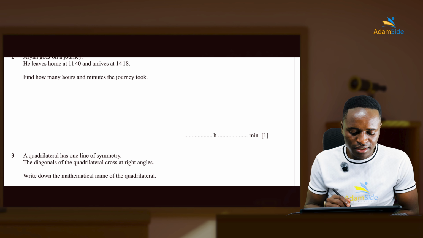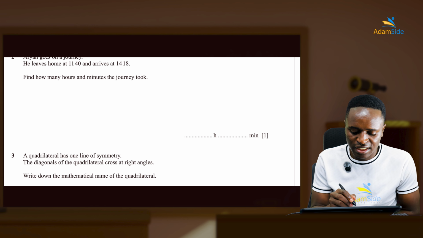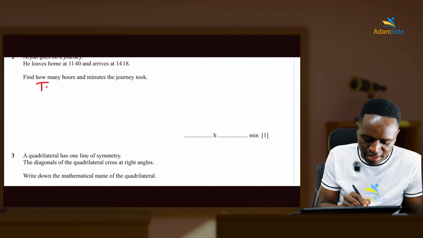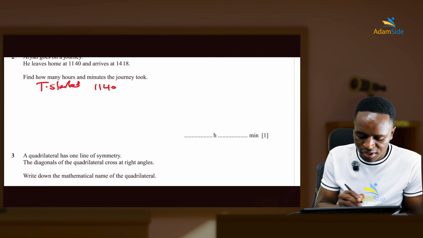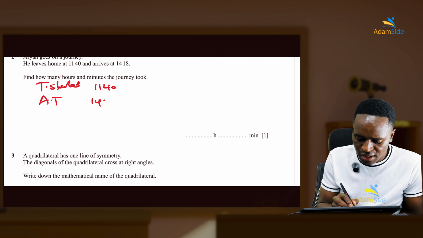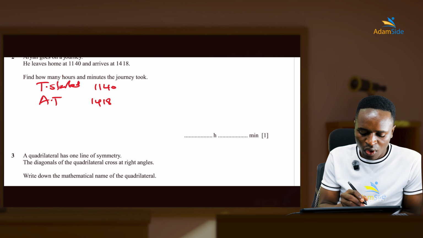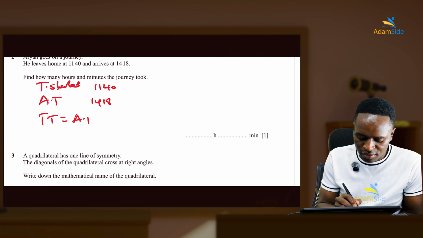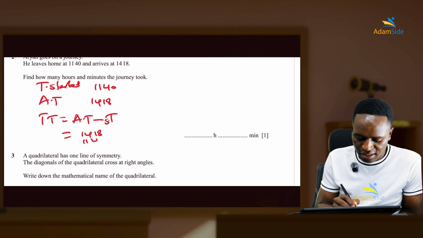Aryan goes on a journey. He leaves home at 11:40 and arrives at 14:18. Find how many hours and minutes the journey took. So he started at 11:40, and the arrival time was 14:18. Time taken is equal to arrival time minus starting time. So arrival time is 14:18 minus 11:40.